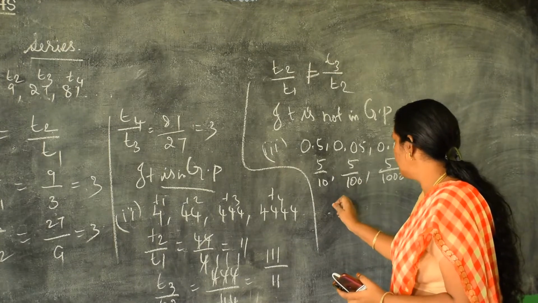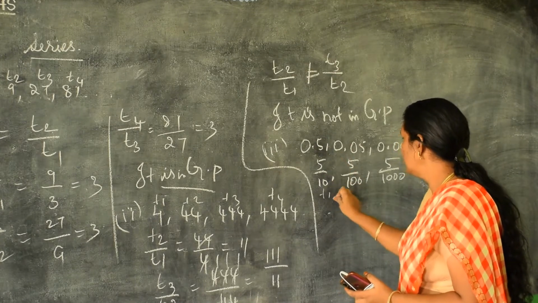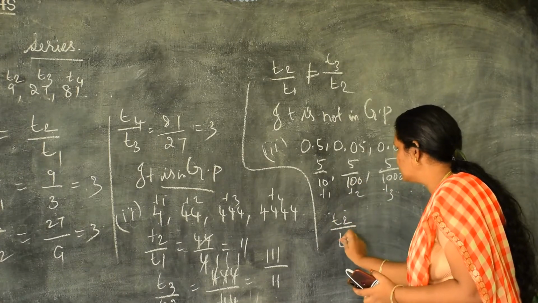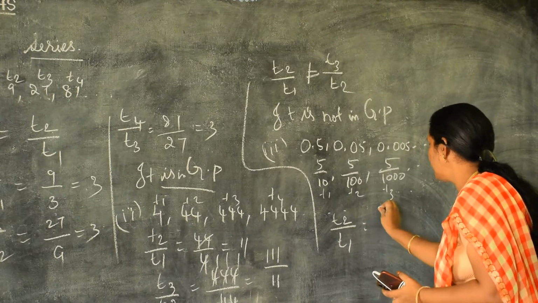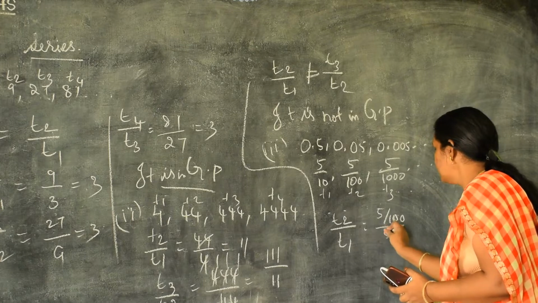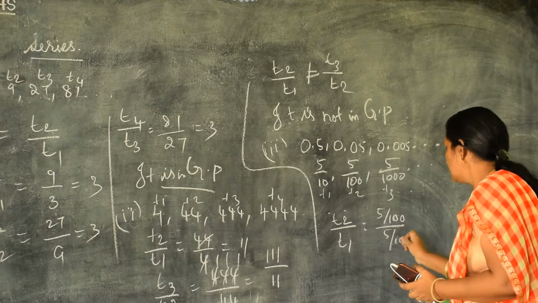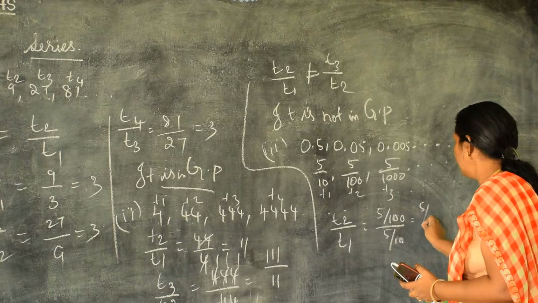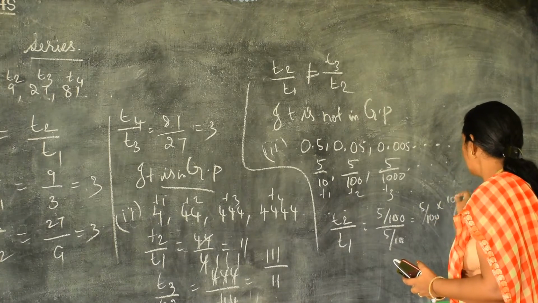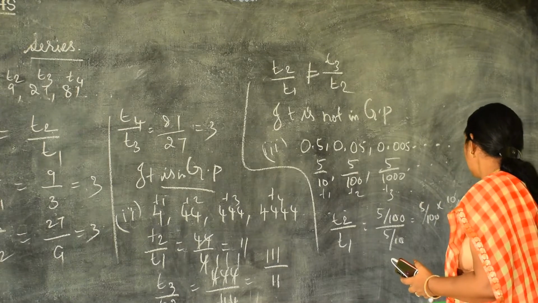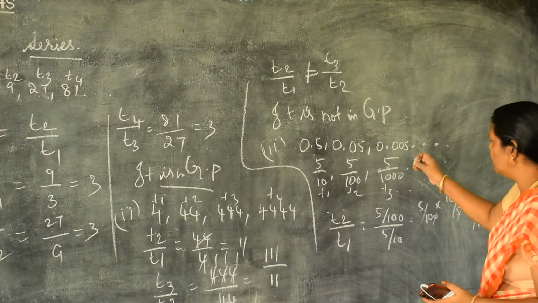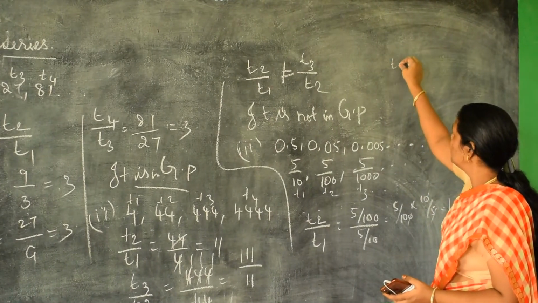See, as I said before, it is T1, T2 and T3. So T2 by T1. So T2 is what? 5 by 100 divided by 5 by 10. Isn't it, children? So while you are cancelling, you are getting 5 by 100 into 10 by 5. See, 0, 0 get cancelled, 5, 5 get cancelled. So I am getting 1 by 10. Isn't it?